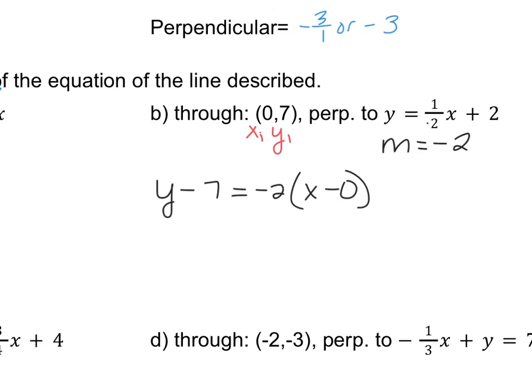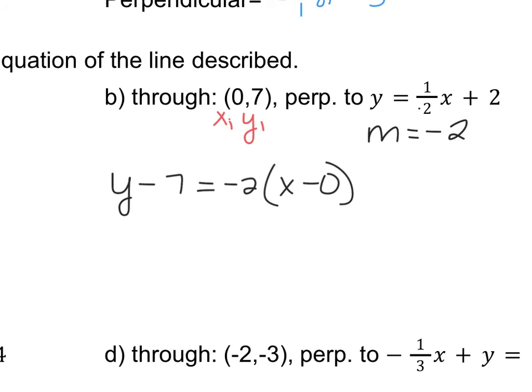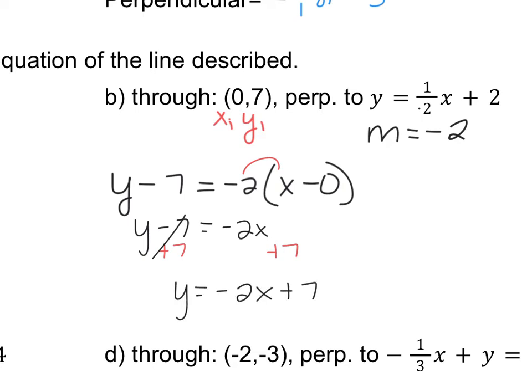Man, I love it when one of the points is 0. Okay, so x minus 0 is just x, right? So now let's distribute to get rid of that. So we have y minus 7 equals -2 times x is -2x. Let's add 7 to both sides. So y equals -2x plus 7. Perfect.